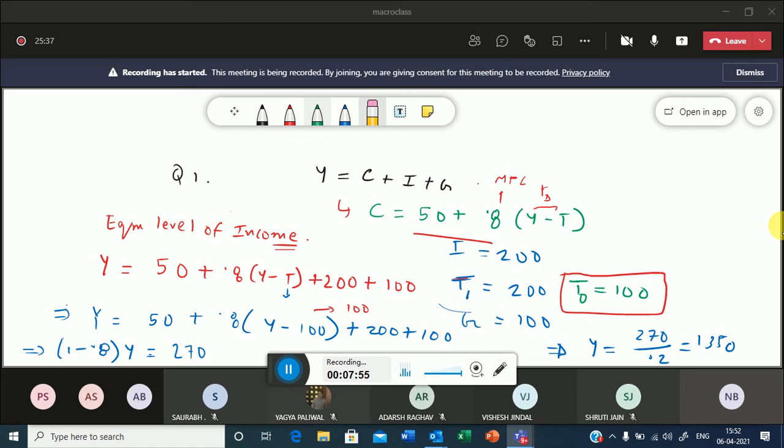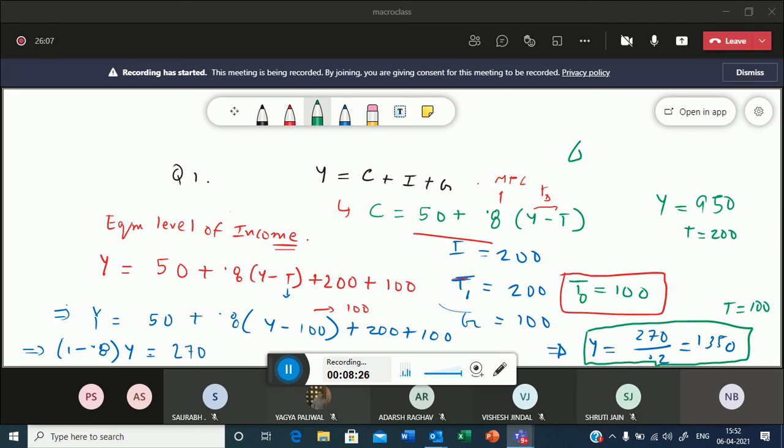So in that case, what is the increment in income that we are getting? Initially, when my tax was 200, my income was 950. When the tax came down to 100, my income increased to 1350. So the net increment in income is 1350 less 950, which is 400.